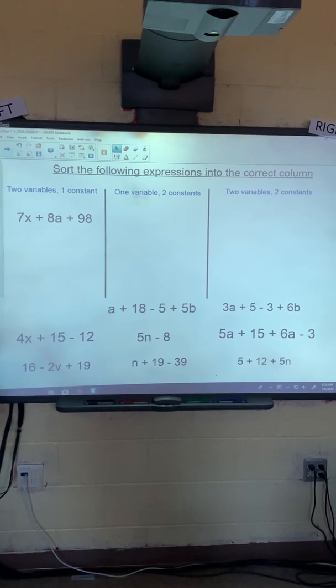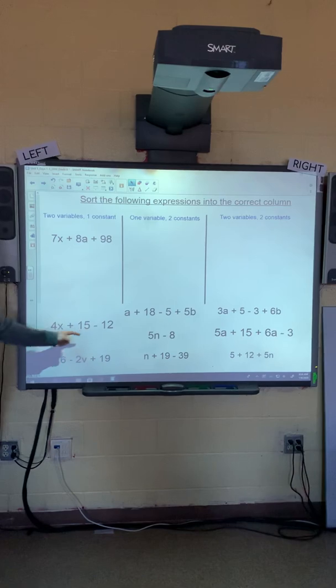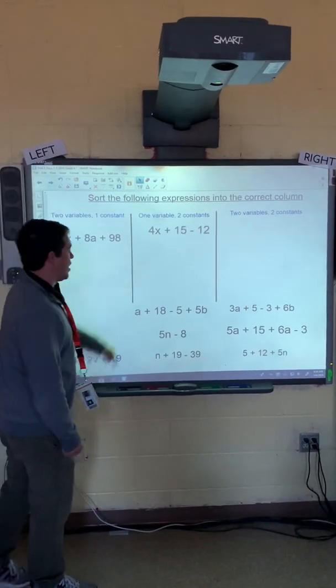All right, moving down the line, 4x plus 15 minus 12. Well, I see 1 variable and I see 2 constants, so that goes in the middle column.